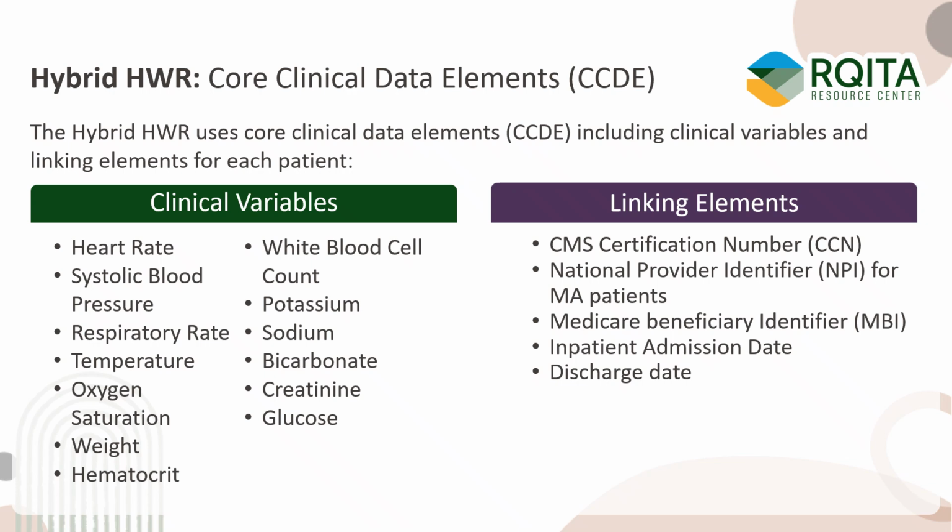CMS uses the CCDEs collected by you to calculate the measure score. These CCDEs include clinical variables and linking elements for each patient. Clinical variables include heart rate, systolic blood pressure, respiratory rate, temperature, oxygen saturation, weight, hematocrit, white blood cell count, potassium, sodium, bicarbonate, creatinine, and glucose. And linking elements: CMS certification number, CCN, the National Provider Identifier, NPI, the Medicare Beneficiary Identifier, MBI, inpatient admission date, and discharge date.